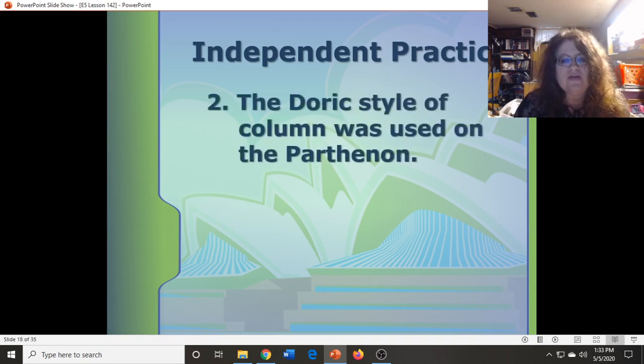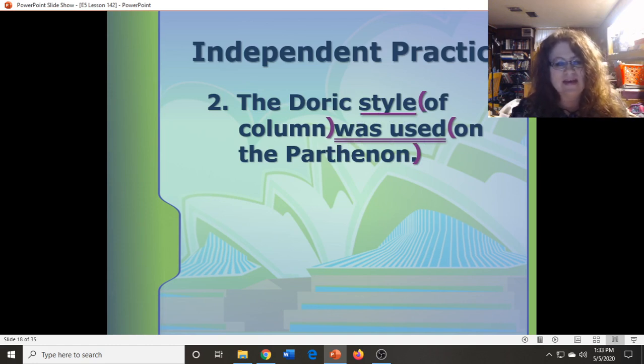Number 2. The Doric style of column was used on the Parthenon. Find the prepositional phrases first. Of column, on the Parthenon. So we have the Doric style was used. The subject of the sentence is style. The and Doric describe style, but the simple subject is style. The verb, was used. When we say them together, they make sense. Style was used.